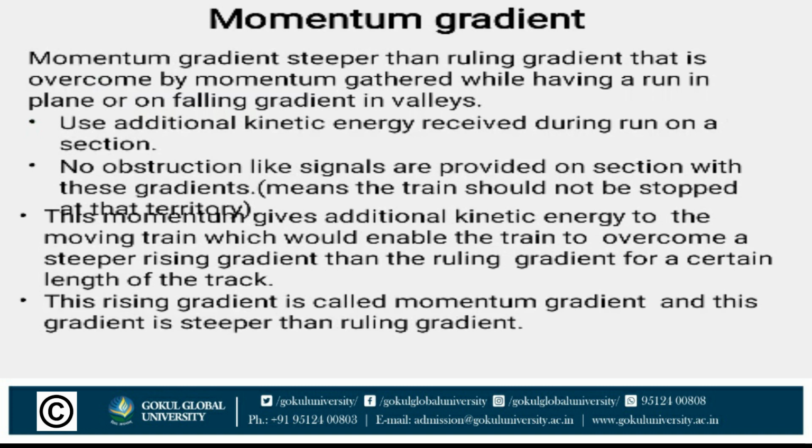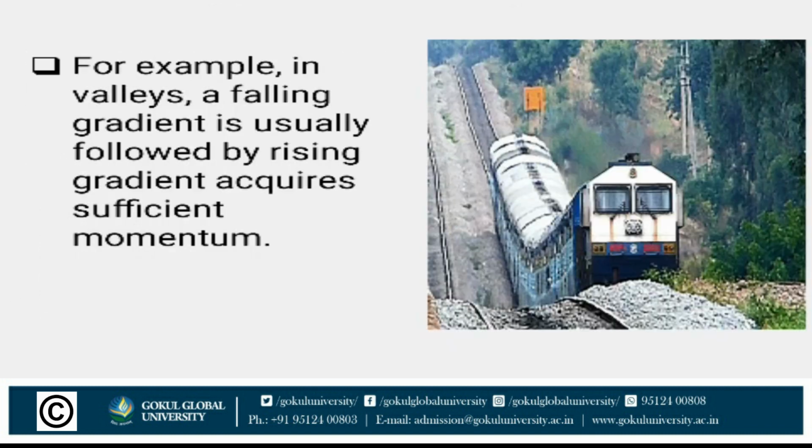Momentum gradient. A momentum gradient is steeper than the ruling gradient, and is overcome by the momentum gathered while running on a plain or falling gradient in a valley. When the train passes through the down gradient, it gains momentum and easily passes through the upper gradient. This is called a momentum gradient. See here, the train first passes through the negative gradient, gets momentum, and easily passes through the positive gradient.